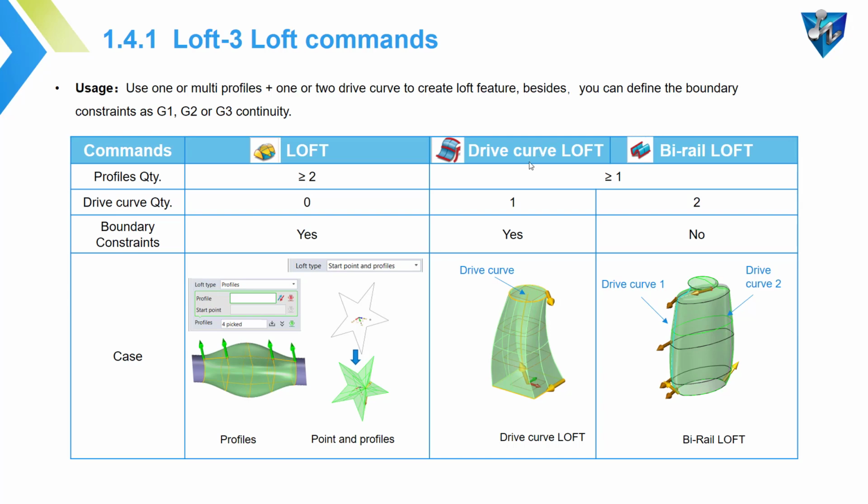Okay, now the second one, drive curve loft. So for the drive curve loft, the profile quantity can be one or multi. Okay, and there is a drive curve in the drive curve loft. And also in the drive curve loft feature, you can define the boundary constraints. Okay, and below you can see a typical case.